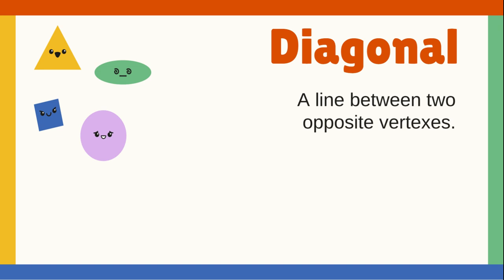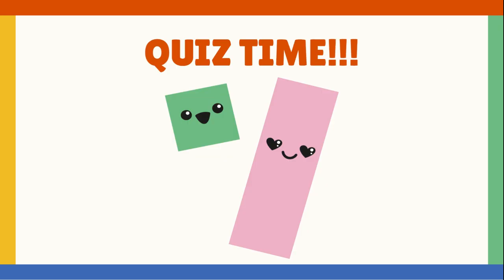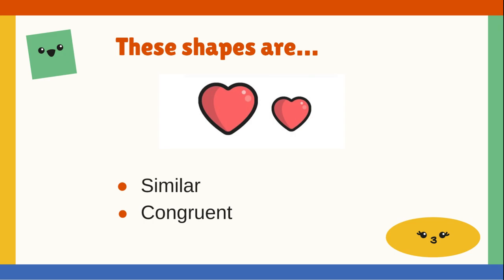Next, we have diagonal, which is a type of line that you can draw between two opposite vertexes. So it's not one of the sides of the figure, it's just a line that goes from one vertex to an opposite one. All right, let's take a quick quiz about those vocabulary terms.